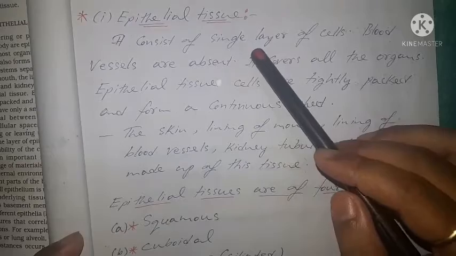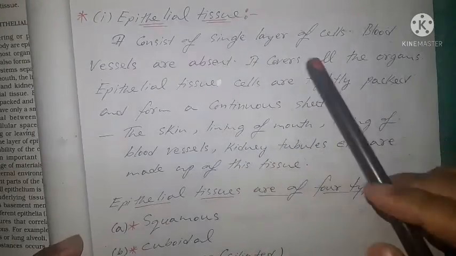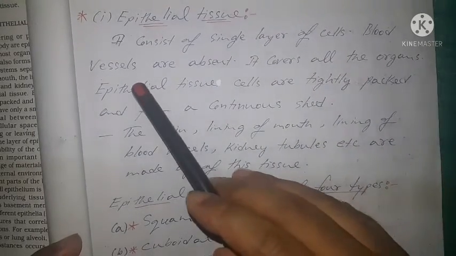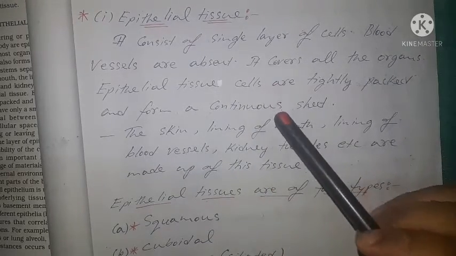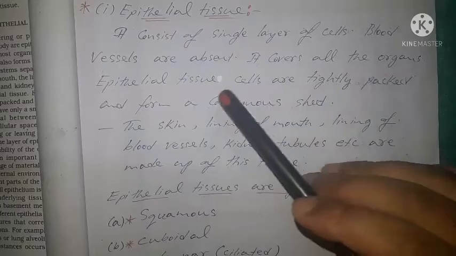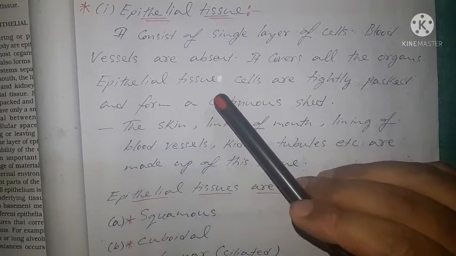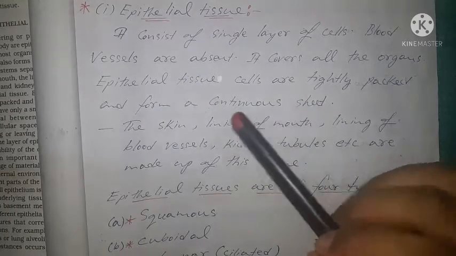It consists of a single layer of cells. Blood vessels are absent. In this type of tissue, there are no blood vessels. It covers all the organs, so it gives the outer coverings of all the organs.